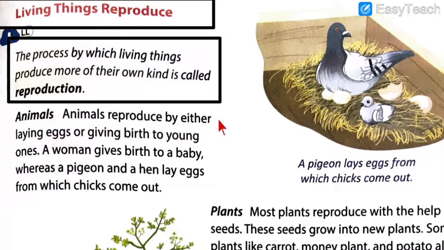Animals. Animals reproduce by either laying eggs or giving birth to young ones. A woman gives birth to a baby, whereas a pigeon and a hen lay eggs from which chicks come out. So here, like I explained to you, they have explained in the same way.